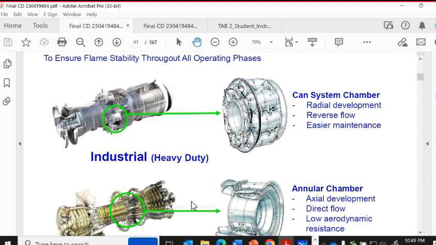Now, the problem that you have through here is if one of my fuel nozzles is giving me problems, or I have an instability through here, that's a big section or a big void in that temperature pattern.